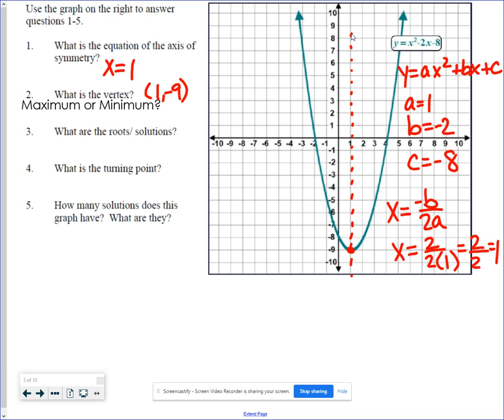And in this case, again, this is a minimum. It's the lowest point in the graph. The roots, or the solutions, or the zeros, usually we're going to be calling these solutions now, are where it crosses the x-axis. It crosses the x-axis right here at -2 and at +4.